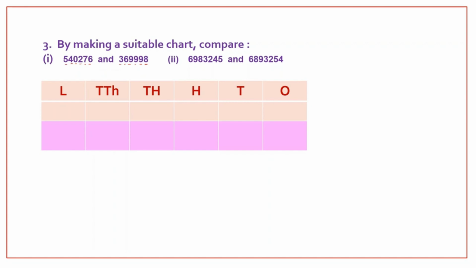So let's take the first number and write 5. That is the 6th digit from the right, isn't it? Put it in the lakhs place. So I have 5, and one digit in each column: 4, 0, 2, 7 and 6. Now the next number also has 6 digits, so we can start with 3, 6, 9, 9, 9 and 8.